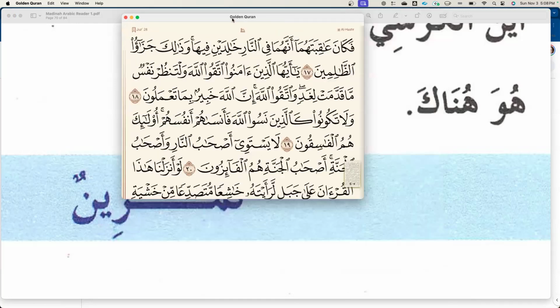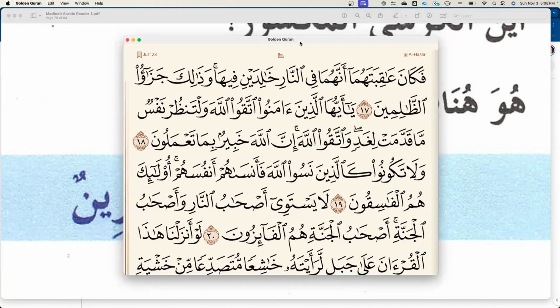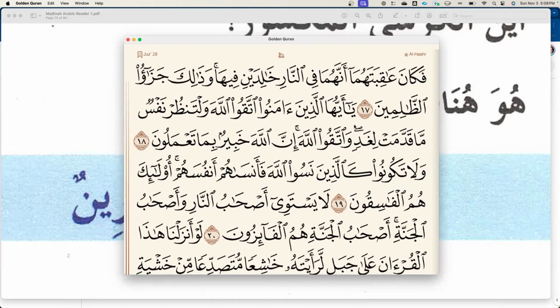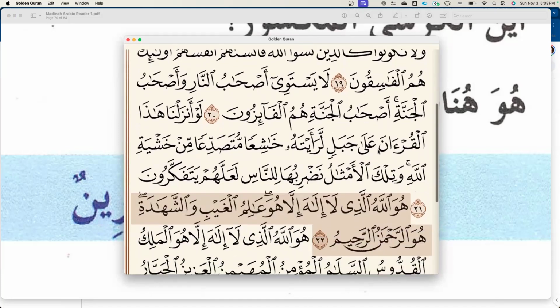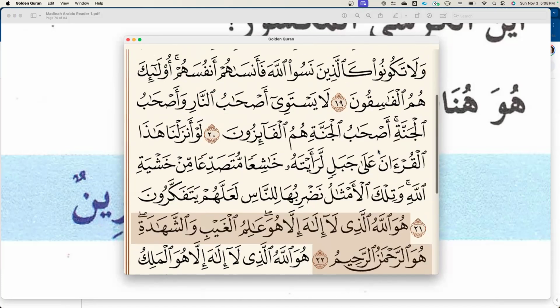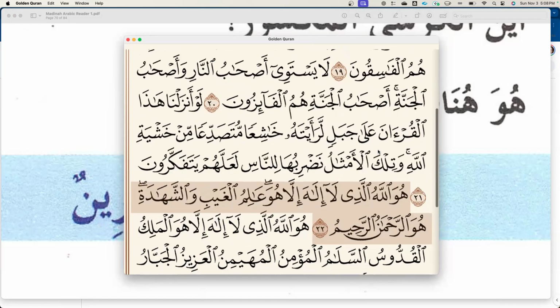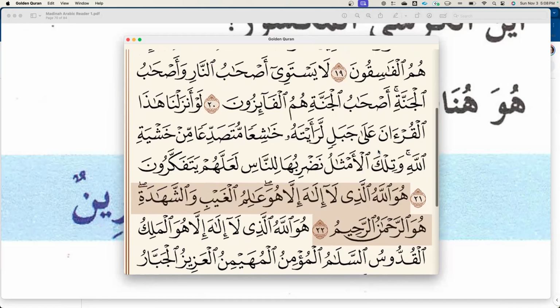You guys all know this. Why can't I make this larger? Are you able to see this, or is it too small? It's fine? Okay. Who knows the passage of Surah al-Hashr?